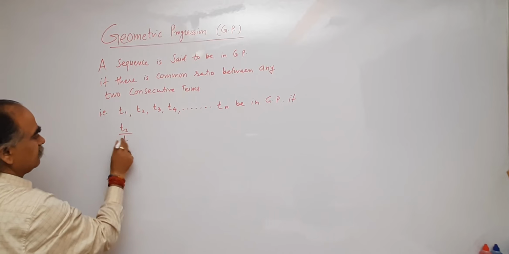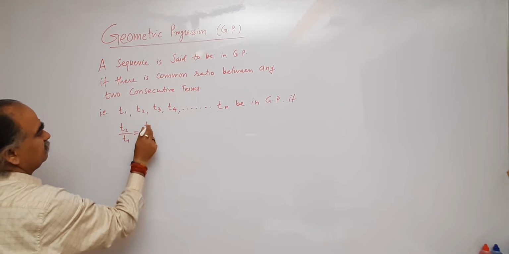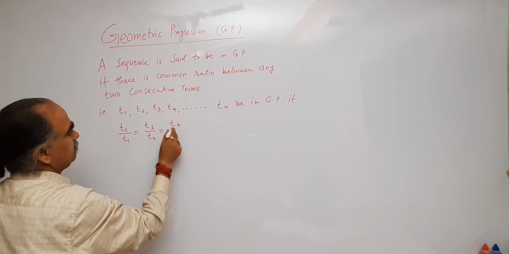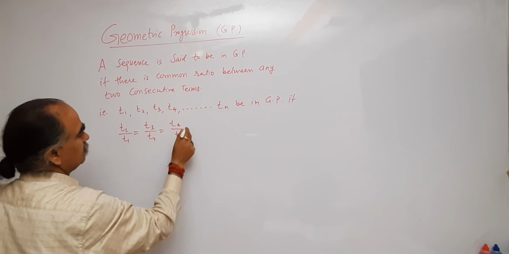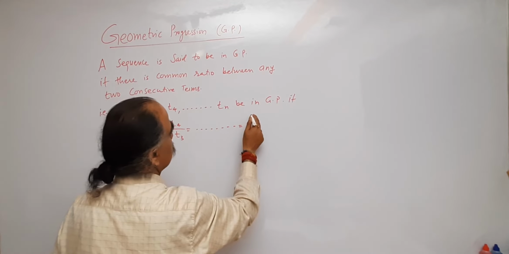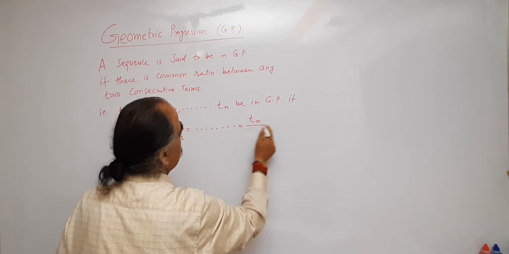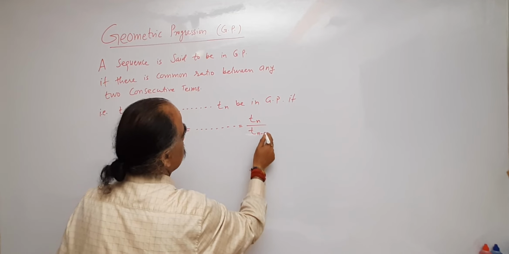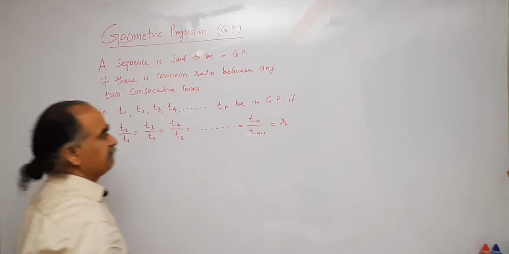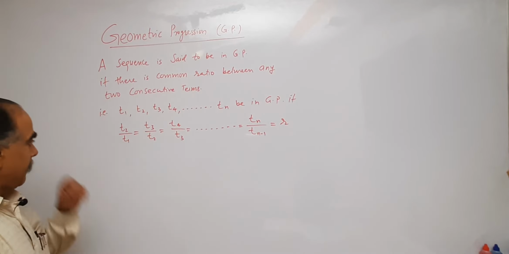T2 upon T1 is equal to T3 upon T2 is equal to T4 upon T3, all are equal to Tn upon Tn minus 1, equal to R, which is the common ratio.